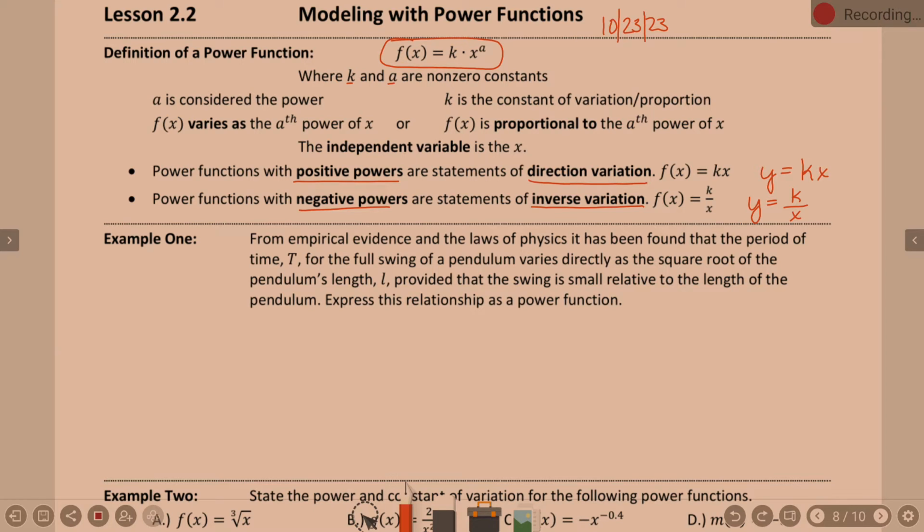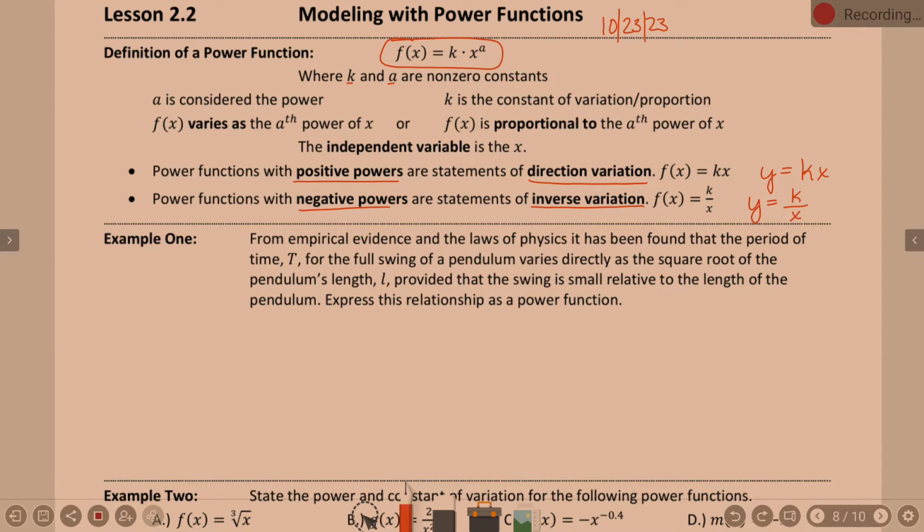So looking at example 1. From empirical evidence and the laws of physics, it has been found that the period of time t for the full swing of a pendulum varies directly as the square root of the pendulum's length L, provided that the swing is small relative to the length of the pendulum. Express this relationship as a power function. All they're asking us to do is to write an equation. Take these words, lots of words, that's the problem, right? Take all of these words and put them into an equation.